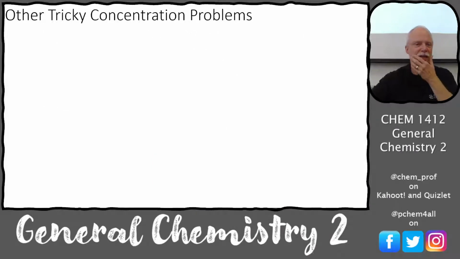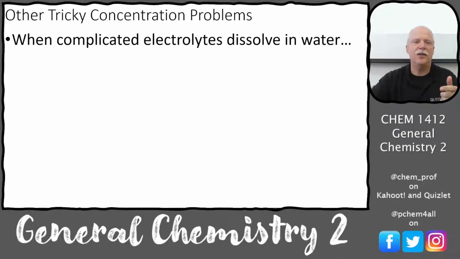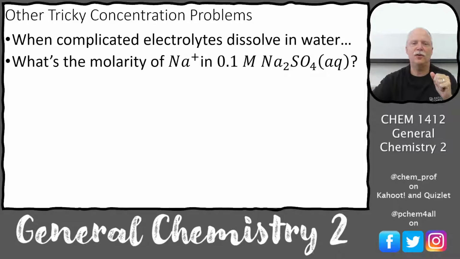Okay, here's some other tricky concentration problems. Just from the past, I know the students, whenever they hit these on the homeworks, always come up after class and ask, I don't understand this problem. So when complicated electrolytes dissolve in water, things that have subscripts like Na2SO4, that's more complicated than just NaCl. 1 mole of NaCl gives you 1 mole of sodium ions and 1 mole of chloride ions. But 1 mole of Na2SO4, sodium sulfate, gives you 2 moles of sodium ions. So what's the molarity of sodium ions in a 0.1 molar Na2SO4 sodium sulfate solution?